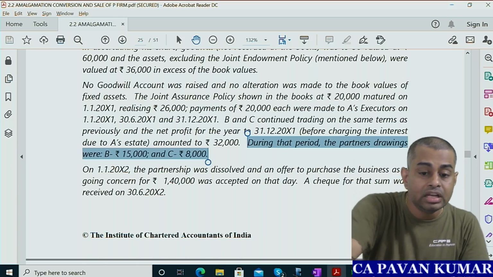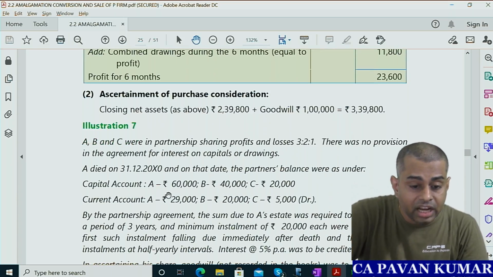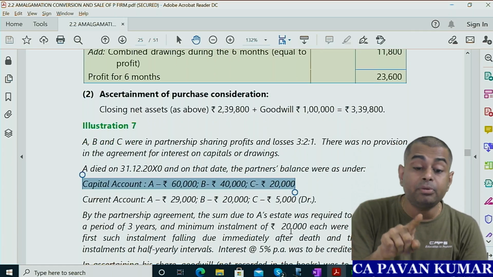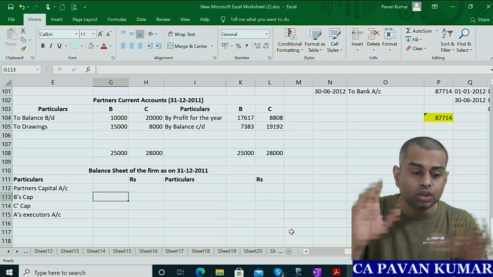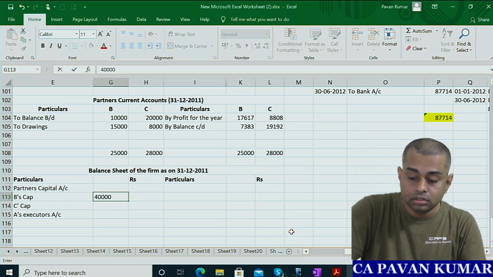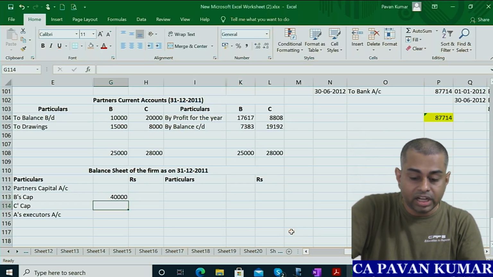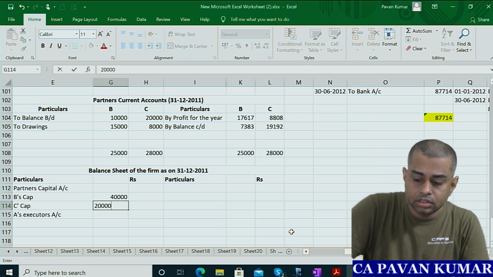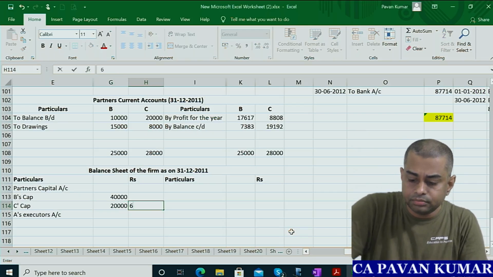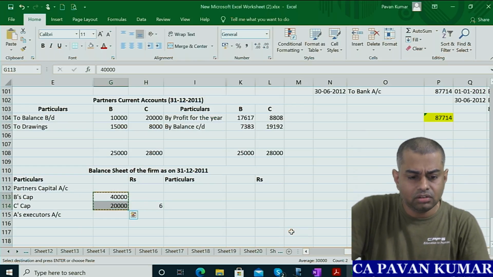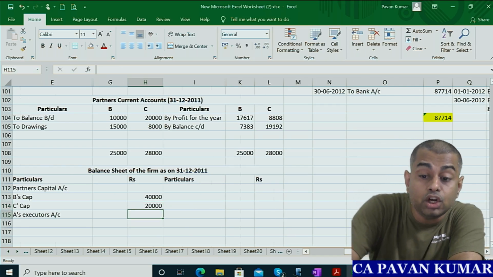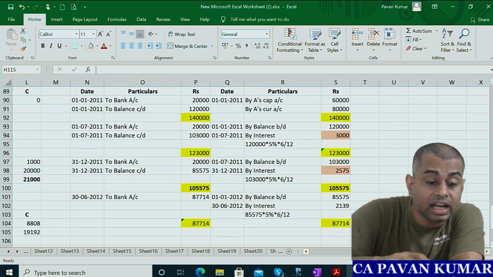What is B and C capital? Go to the problem. The partners' capital accounts are 40,000 and 20,000. Since we are following current accounts, capital accounts are unchanged. So I will take only 40,000 and 20,000, and write 60,000 in the outer column, or you can write simply these two. Then A's executor account on 31/12/2011.